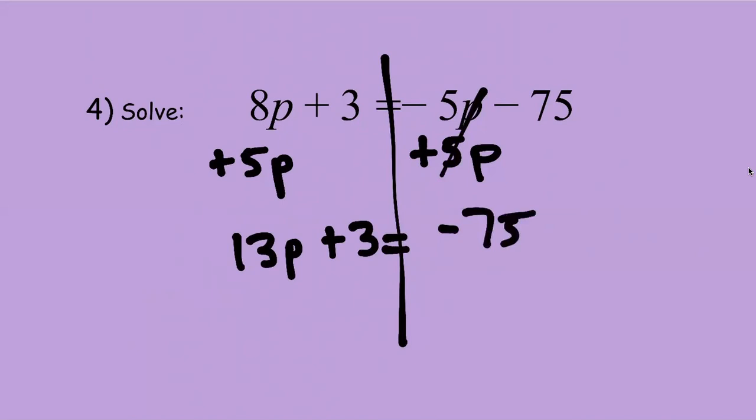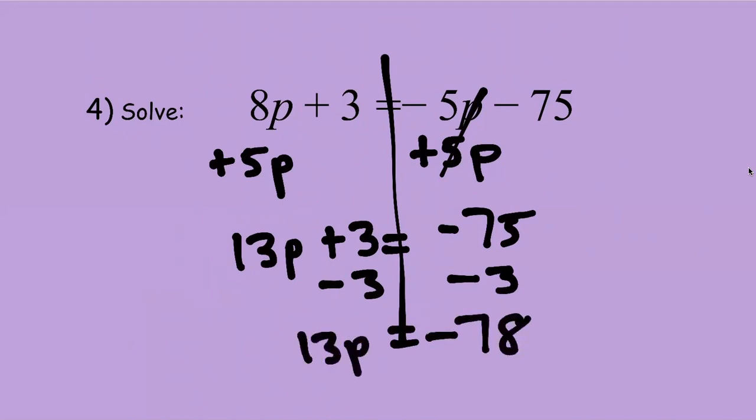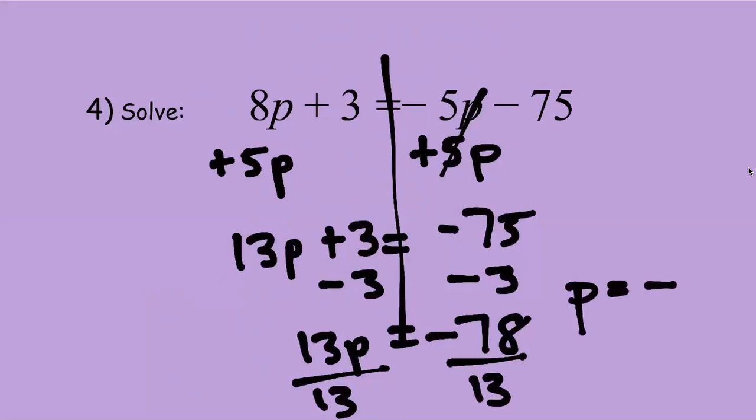Now I want to get the numbers all on the same side as each other. So we're going to move this plus 3 over to the other side by subtracting it. That gives you negative 78 is equal to 13p. Then you would just divide both sides by 13, and that would give you p is equal to -6.